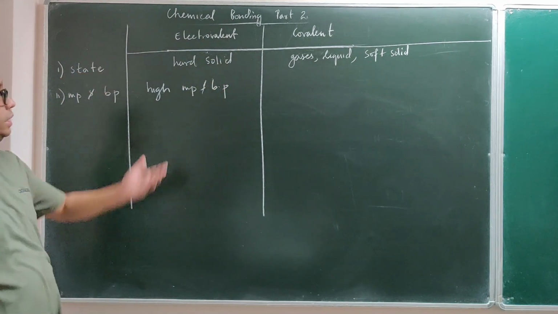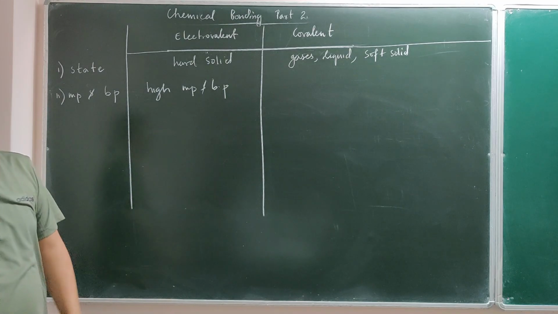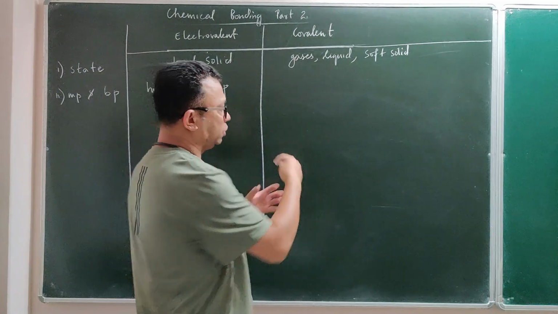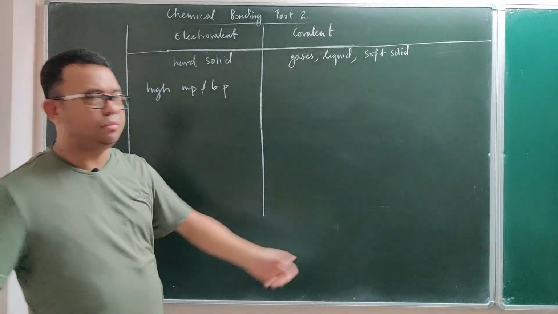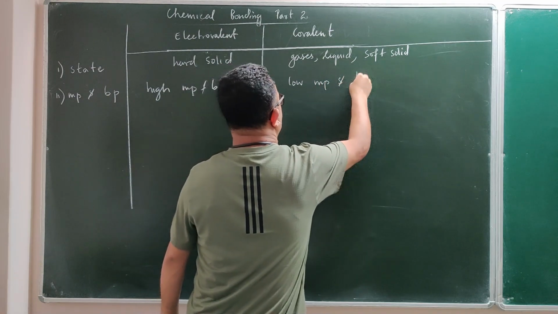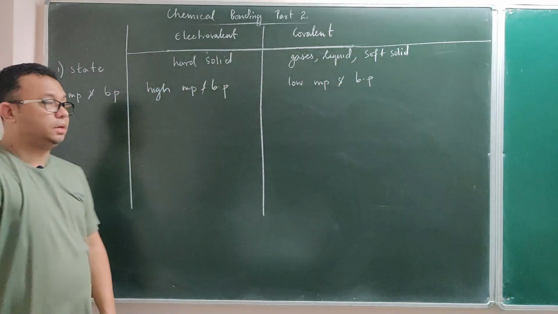The reason is the same as I said before: a very strong force of attraction between the atoms or between the ions. Whereas in covalent compounds, the force of attraction between them is very weak and can be easily broken. So that is why they have a very low melting point and boiling point.